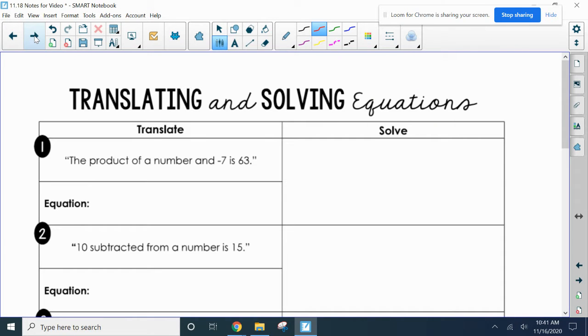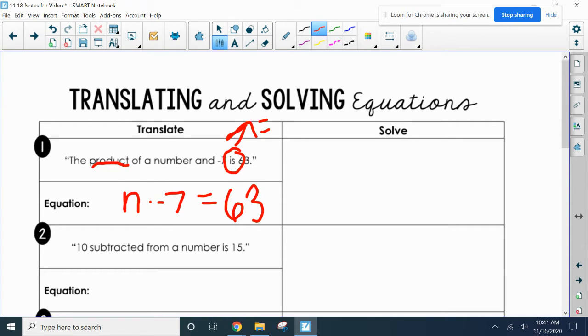All right, so on this first one, I see the product of a number and -7 is 63. So product, we just said in those examples that is the answer in multiplication. So the product of a number, we don't know what that number is, and -7 is 63. We didn't put that on your chart. I would add that is always tells you equals. So the product of a number and -7 is 63. So that's our equation. Then we can go ahead and solve it.